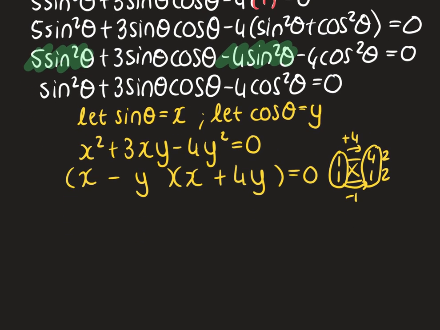Now, at this moment in time, we can also sub them back in. So let's make it, okay, so it's going to be x minus y equals 0, or x plus 4y equals 0. So what are we going to do from here?